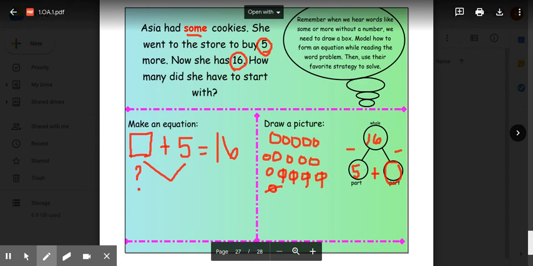So I drew 16 circles and I took 5 away. Let's see how many I have left. 1, 2, 3, 4, 5, 6, 7, 8, 9, 10, 11. So 11 is my missing part. That is how many cookies Asia had to start with.